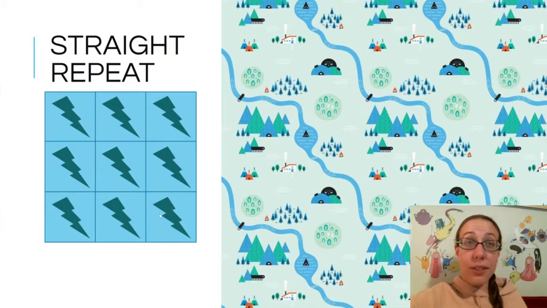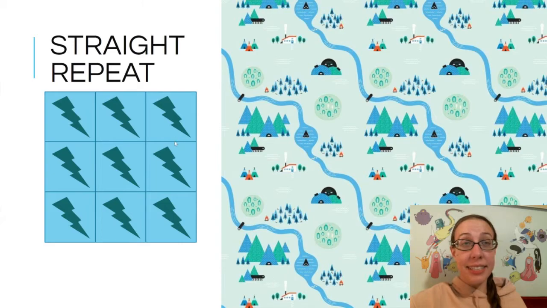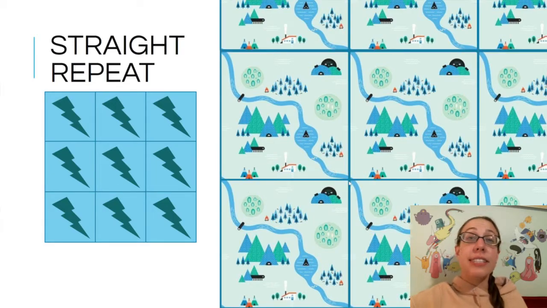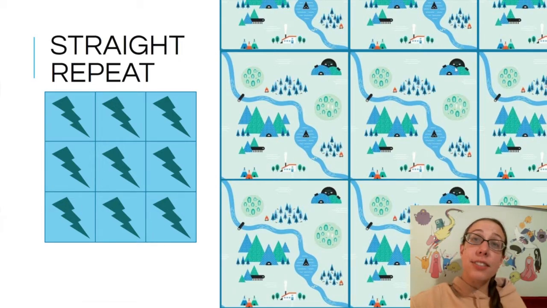It's repeated in a straight grid. None of the tiles are offset from each other. You can see in this pattern, even though this pattern has a lot of flow, it is a straight repeat. So we can line up the little monster peeking out over the hill, or whatever this is illustrating, and we can see that it is in fact tiling in a grid.